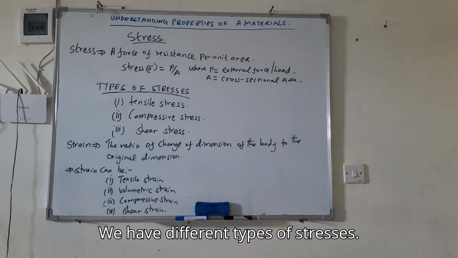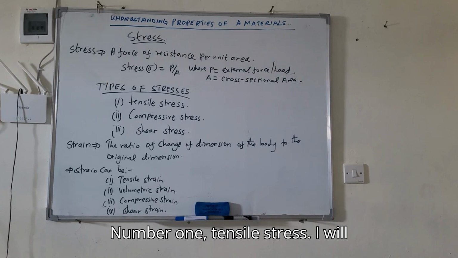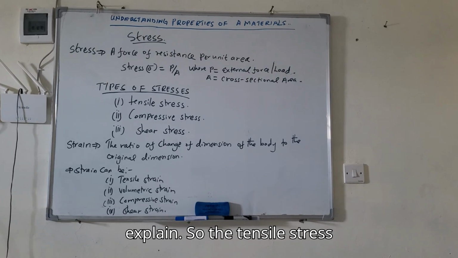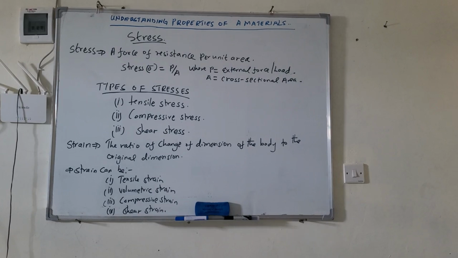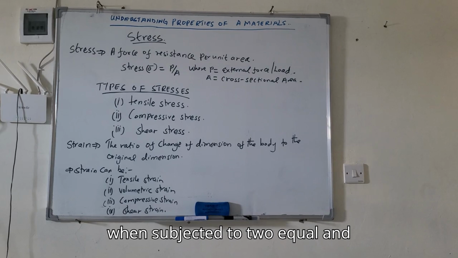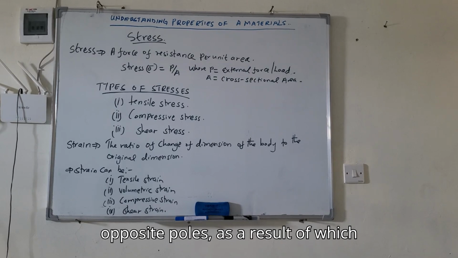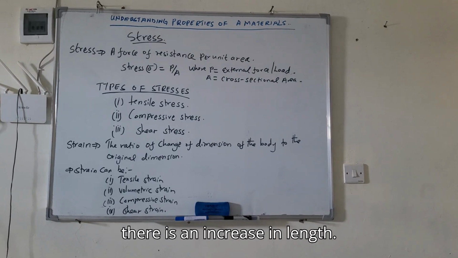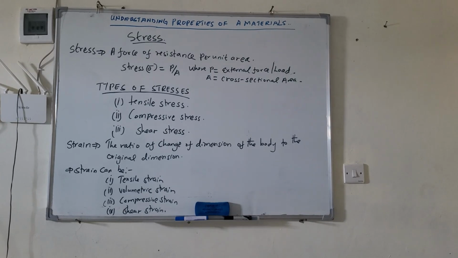We have different types of stresses. Number one, tensile stress. I will explain. Tensile stress is the stress that is induced in a body when subjected to two equal and opposite pulls, as a result of which there is an increase in length.